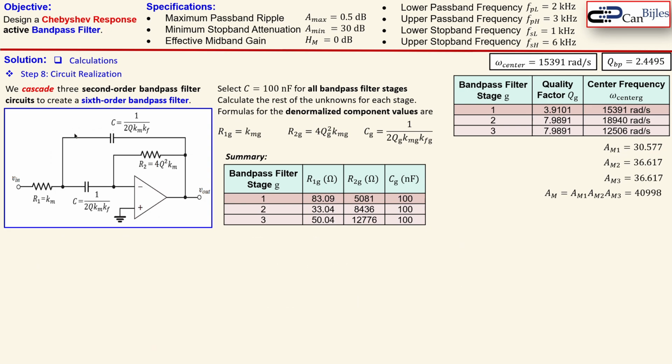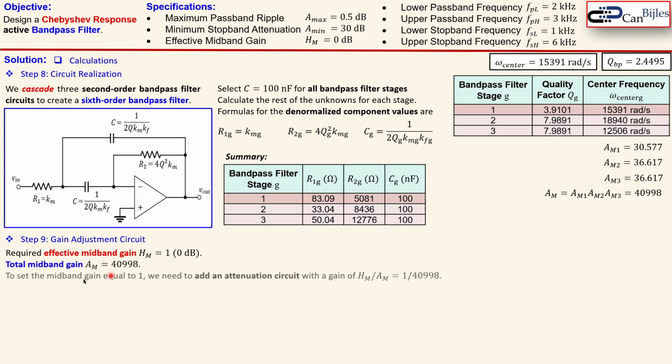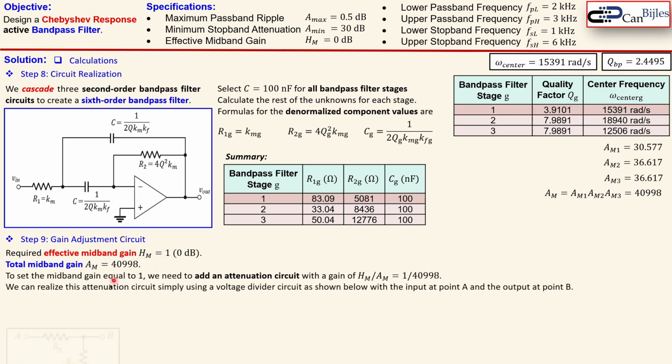Okay, there is one step we need to do, which is then going to the effective mid-band gain. So we need to make a gain adjustment circuit. So we know that we had almost 41,000 as a gain, but we need 1, so we need to go down. So how do we do that? Now the required effective mid-band gain is set as 0 dB or 1. We have this total mid-band gain, and we need to find a way to get this huge value to 1. Now we can do that by attenuating that, and the circuit is shown here.